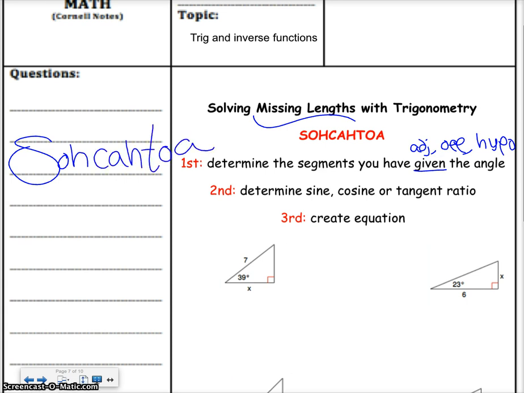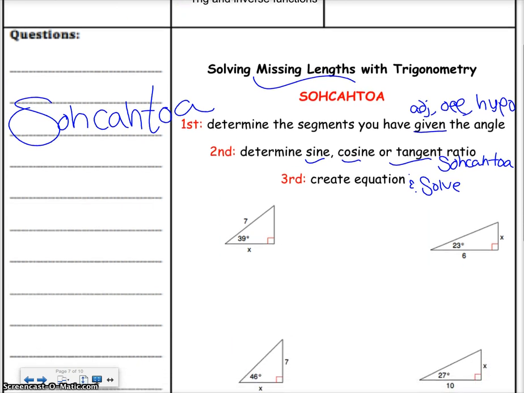Our goal, everything is related to SOHCAHTOA. I need to know, am I given opposite? Am I given adjacent? Am I given hypotenuse? Which one am I given? And then once I determine which segments I have, I determine if I use sine, cosine, or tangent. That's, again, SOHCAHTOA. And then I create an equation and I solve. That's kind of what we did for our warm-up questions. That's a preview of what this is.